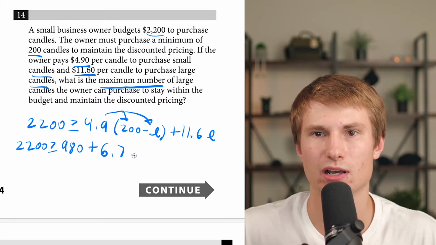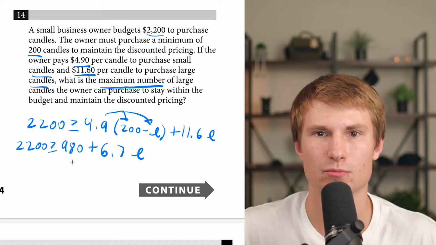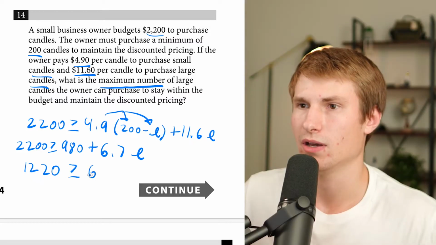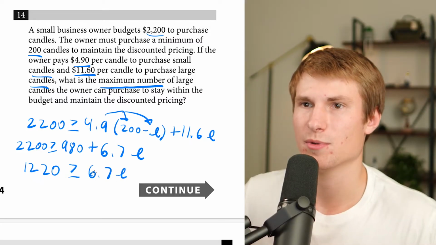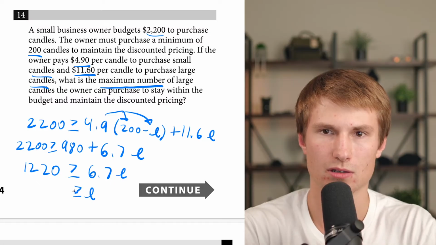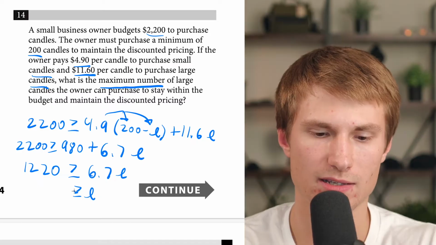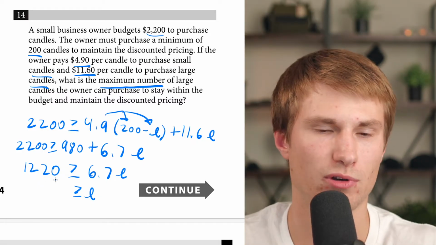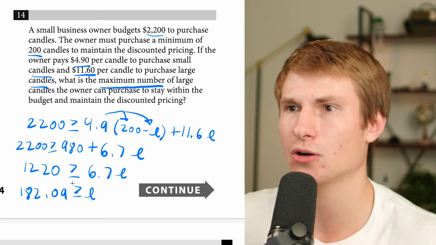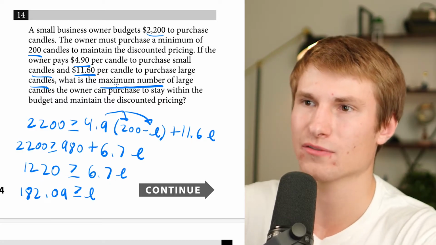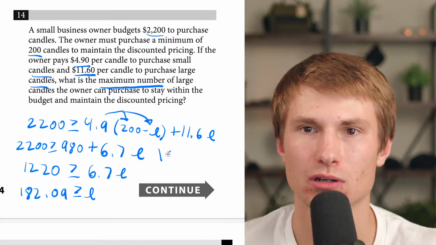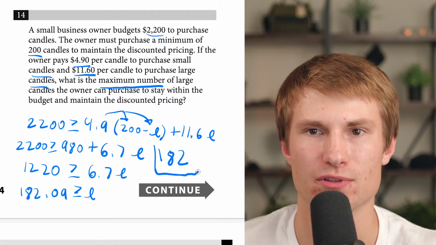Plus 6.7 L. From here, we'll subtract 980 from both sides. That should leave us with 1220 over here, and then 6.7 L. From here, we'll divide both sides by 6.7 to get what L must be less than or equal to. So 1220 divided by 6.7 gives us 182.09. L has to be less than or equal to that, and we're looking for the maximum number. Also keep in mind that we can't have a portion of a candle. It has to be a whole number. So our answer has got to be 182 for the value of L.